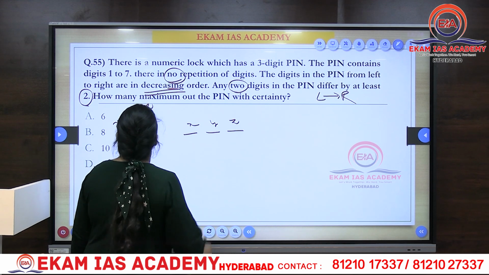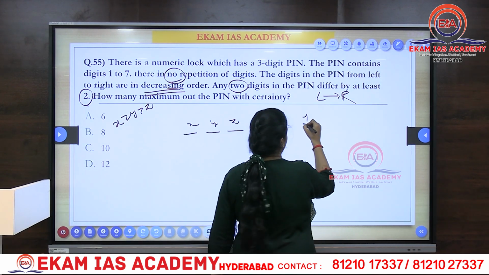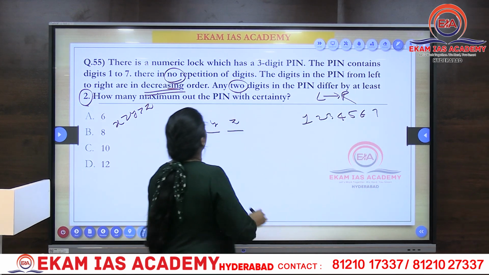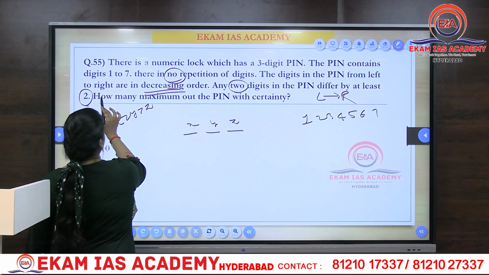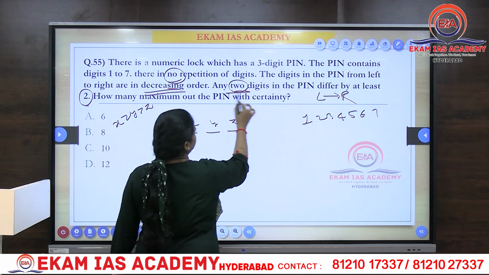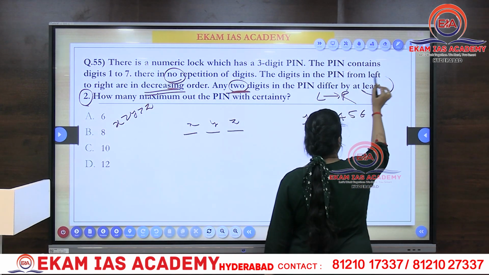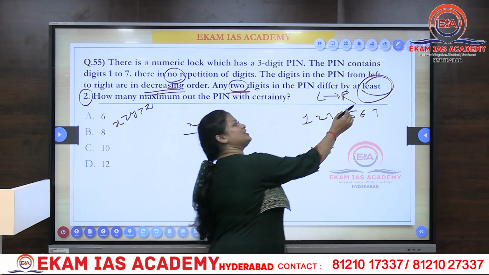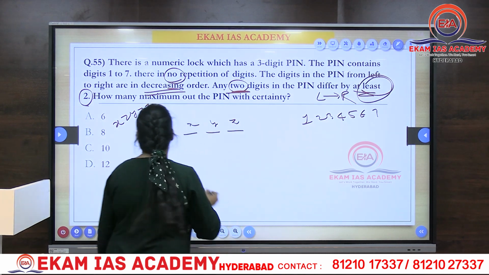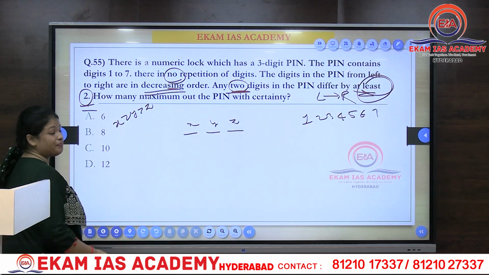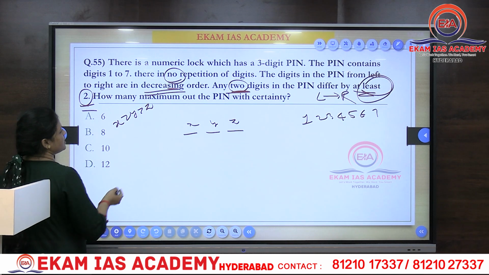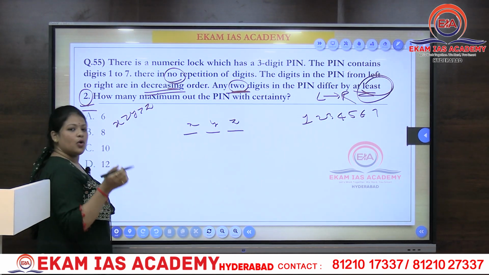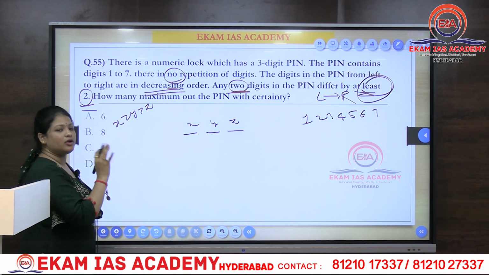Okay, the digits are 1 to 7. The digits from left to right, okay, this is finished. Any 2 digits of the pin differ by at least 2. Many mistakes are committed at this word, at least. Only the difference of 2 is taken. That is the wrong answer. We have to take differences of 2, 3, 4, 5, etc., whichever is applicable and logical here.